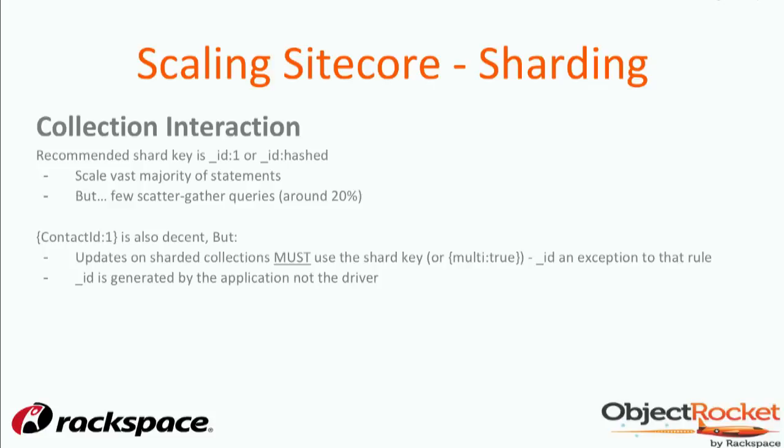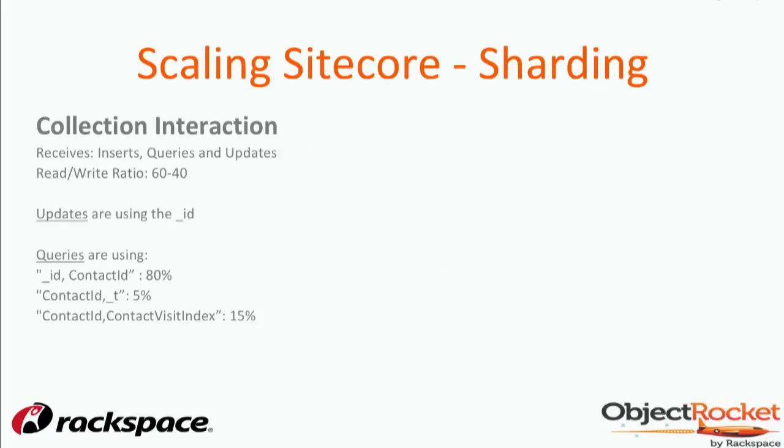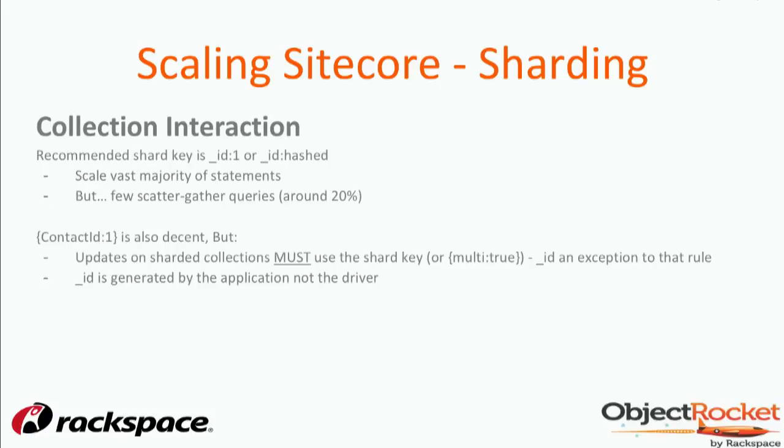So we're going to have some scatter gathers, like 20% of the queries, but that's fine. As I said, we have to sacrifice some things on a sharded cluster. We cannot find the perfect shard key. Contact ID was also a decent choice because it will scale all the reads. All the reads contain the contact ID as an exact match. But all the updates will be scatter gather. And additionally, on a sharded cluster, the updates should use the shard key. Underscore ID is an exception to that rule.